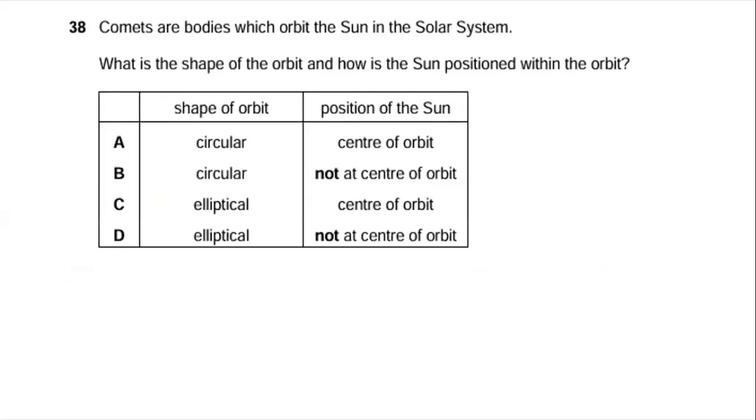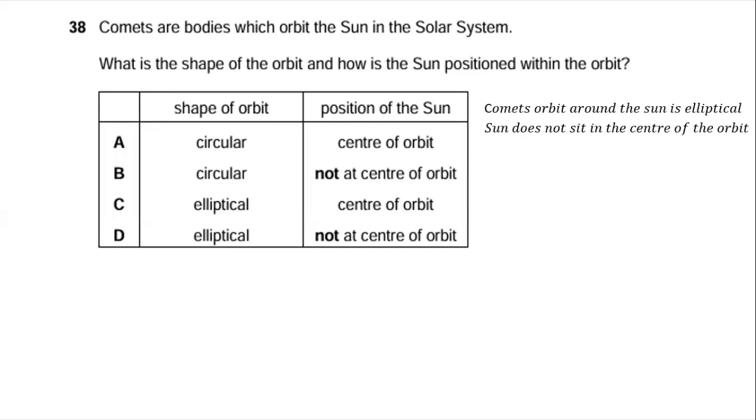Question number 38. Comets are bodies which orbit the Sun in the solar system. What is the shape of the orbit and how is the Sun positioned within the orbit? We know the comets' orbit around the Sun is elliptical. The Sun does not sit in the center of the orbit. So we'll see the first column is about the shape of the orbit, and the second column is about the position of the Sun.